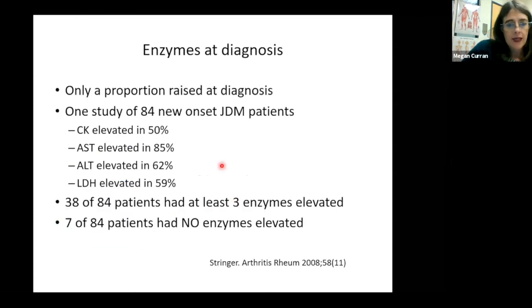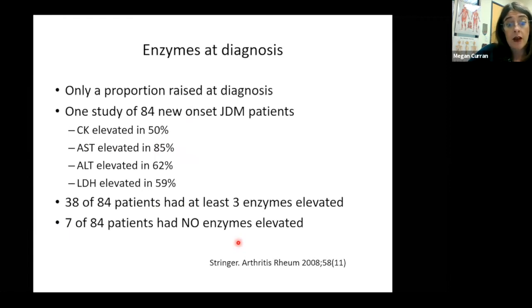Of these muscle enzymes, only a proportion might be elevated at diagnosis. So there was one study where they looked at 84 patients with a new onset of JDM, and the CK was elevated only in half. And you'll see AST, ALT, and LDH were also not elevated in every patient. 38 of the 84 patients had at least 3 enzymes elevated, but 7 of the patients had no enzymes elevated at all.